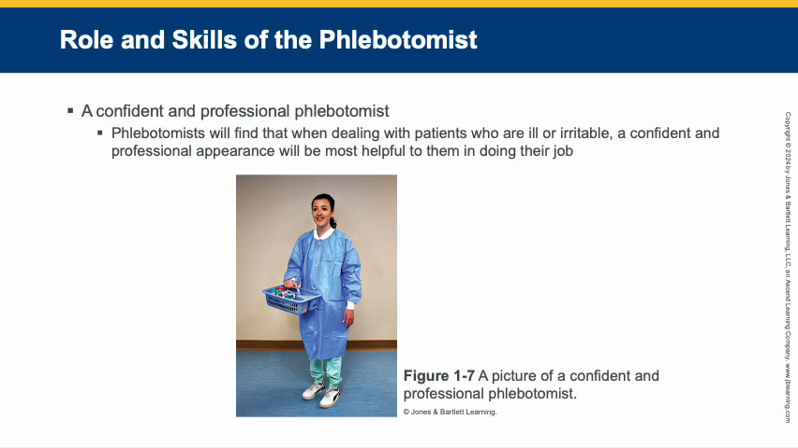Okay, the roles and skills of the phlebotomist. A confident and professional phlebotomist. That's pretty much what you look like. You have a tray. In some hospitals, you have a moving cart that has wheels on it. You have a lab coat. You have your scrubs. You have your tennis shoes. And then you're going to have gloves in your pocket, because you're always going to have gloves, or you're going to have gloves on your tray. But you're always going to have gloves that you're going to use to draw this blood from the patients.